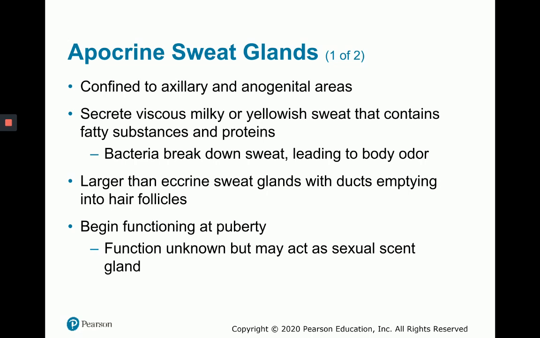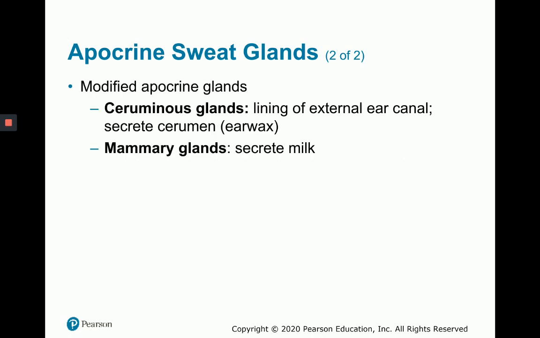The apocrine sweat glands do not begin functioning until puberty. We don't really know what their function is, but we think it has something to do with pheromones, basically acting as a sexual scent gland. There are some modified apocrine sweat glands, which really don't act like apocrine glands anymore, but there's ceruminous glands, which line the external ear canal, and mammary glands. The ceruminous glands secrete cerumen, which is just earwax, and mammary glands secrete milk.